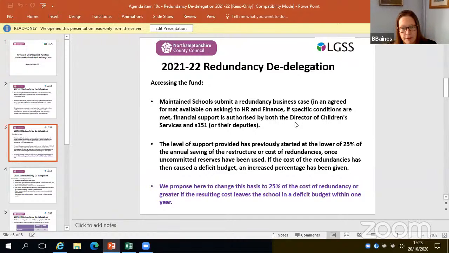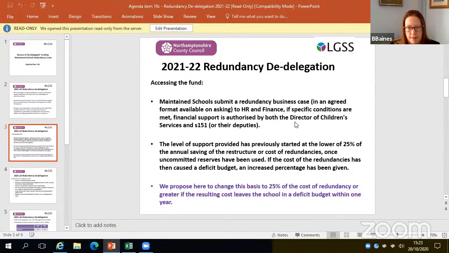The level of support provided has previously started at the lower of 25% of the annual saving of the restructure or the cost of redundancies once uncommitted reserves have been used. If the cost of redundancies has then caused a deficit budget, a negotiation has taken place and sometimes an increased percentage has been given.